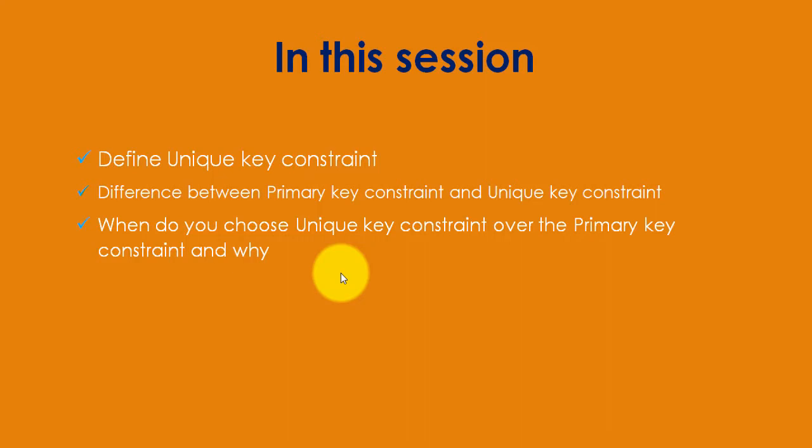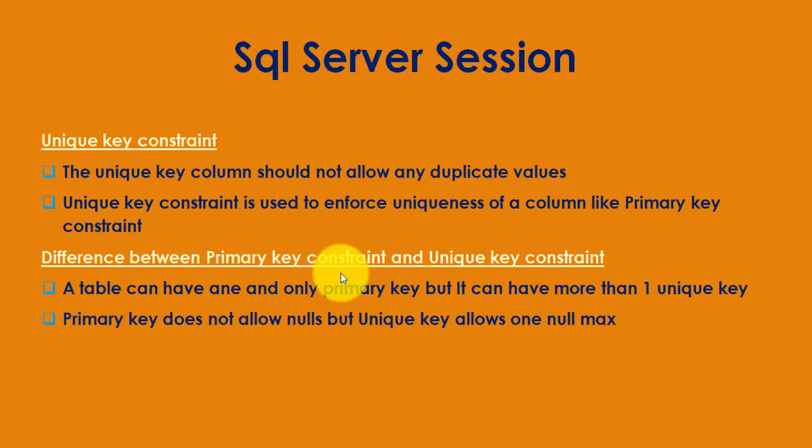So here we have some definitions, and I'll show you what a unique key constraint is, what the difference is between the primary key constraint and the unique key constraint, and when you choose the unique key constraint over the primary key constraint and why. That is the theoretical part. So what is a unique key constraint? A unique key constraint column should not allow any duplicate values. A unique key constraint is used to enforce uniqueness of a column, like the primary key constraint.